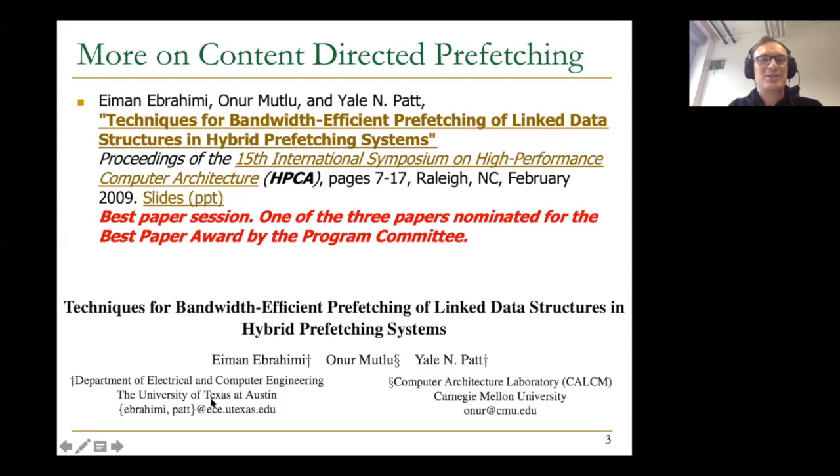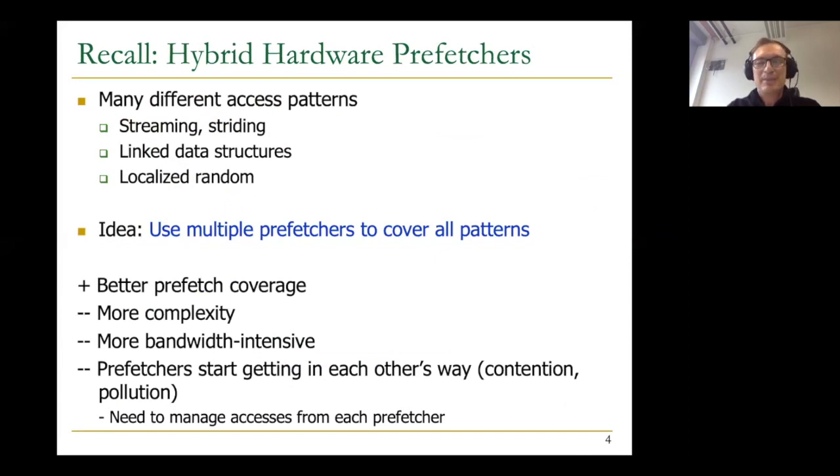Okay, so just to jog your memory, this is where we left off almost. We talked about content-directed prefetching, and then we talked about making it efficient using hardware-software compiler hardware cooperation in this particular paper. And then we talked about hybrid hardware prefetchers. We said that there are many different access patterns, and different prefetchers are good at covering different access patterns, but they may be bad at covering some other access patterns. As a result, it makes sense to have heterogeneity in hardware prefetching as well, and have different types of hardware prefetchers operating together. Of course, this leads to the downsides of heterogeneity, and you get more complexity, higher bandwidth intensity, and prefetchers start getting in each other's way.